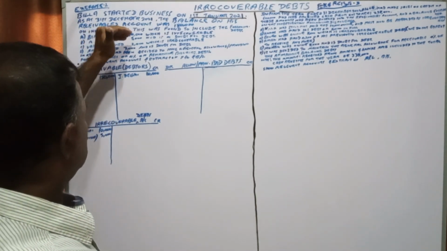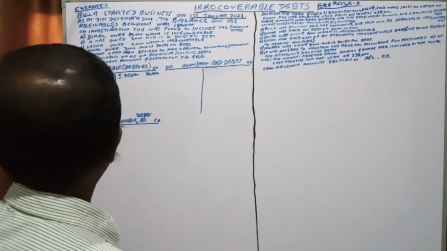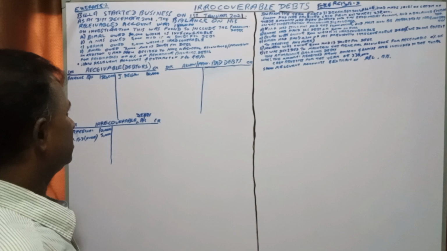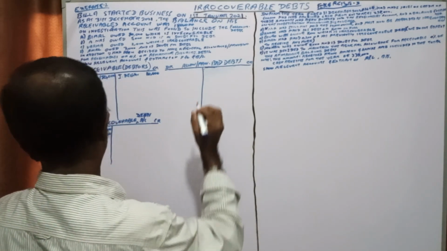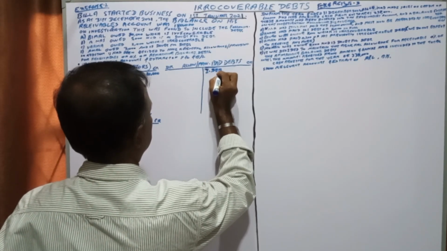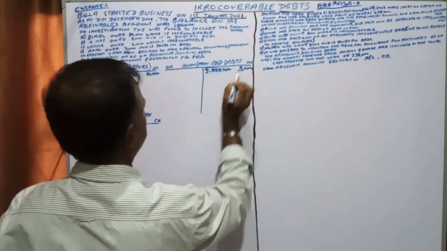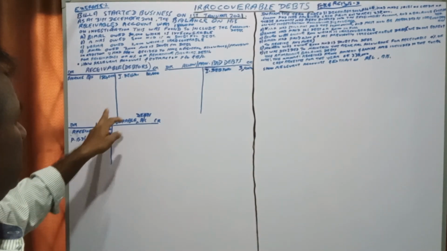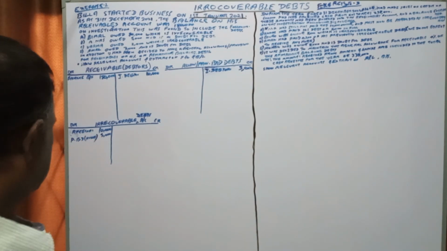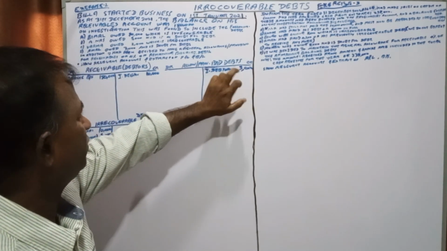Anas owed 5,000 and it is a doubtful debt. Doubtful debt means we have to make a provision. So irrecoverable debtors 5,000, and allowance for provision for bad debts 5,000. Receivable debtors 5,000, and allowance for provision for bad debts is 5,000.